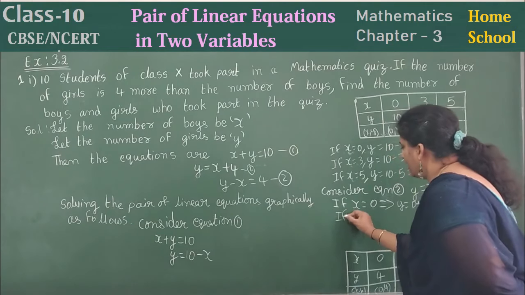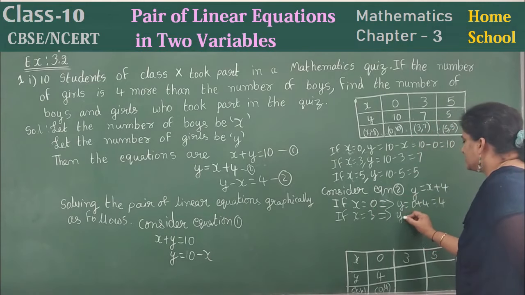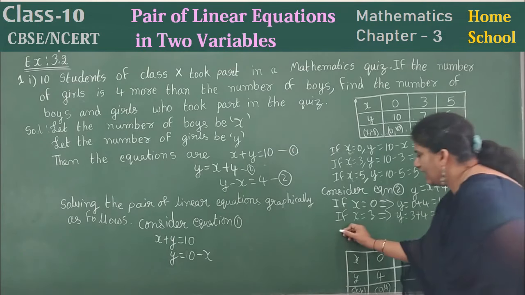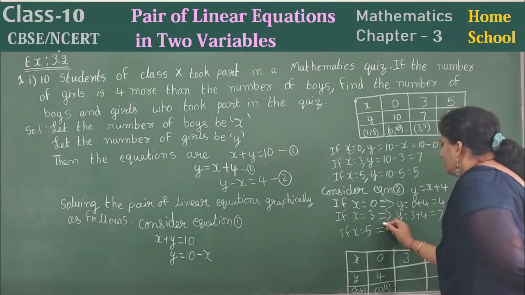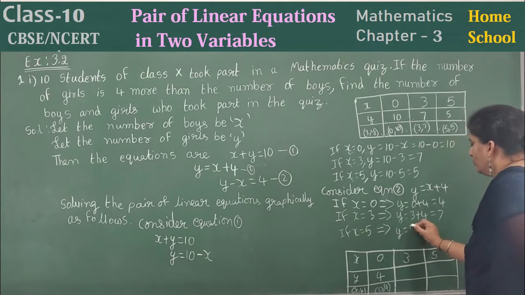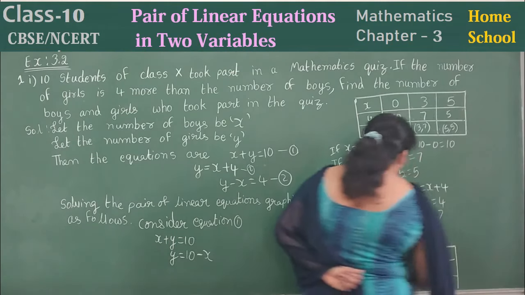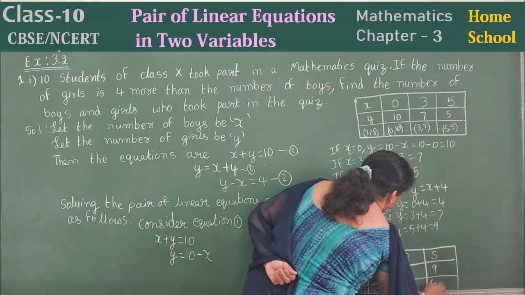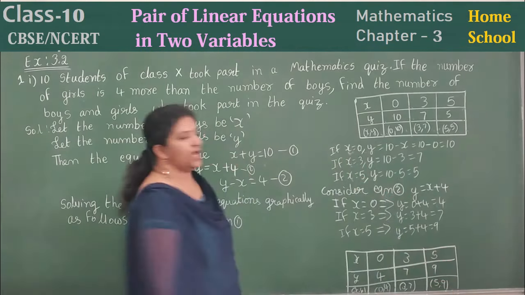Similarly, if x is equal to 3, what happens? y is equal to 3 plus 4, 7. And if x is equal to 5, y is equal to 5 plus 4, that will be 9. So now 4, 7, 9. (3, 7), (5, 9). So now look here, children. Your graphical, only plotting is left.